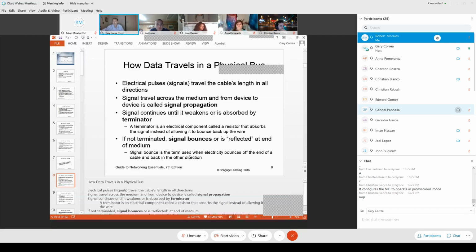The second dot from the bottom. The signal continues until it weakens or until it's absorbed. A terminator is something you put at the end of the wire that absorbs the signal instead of allowing it to bounce back. So here it is. On a bus, signal bounce is a very bad thing. How do I prevent signal bounce? I terminate the wire. Termination is a good thing. Why is termination a good thing? Because termination prevents signal bounce.